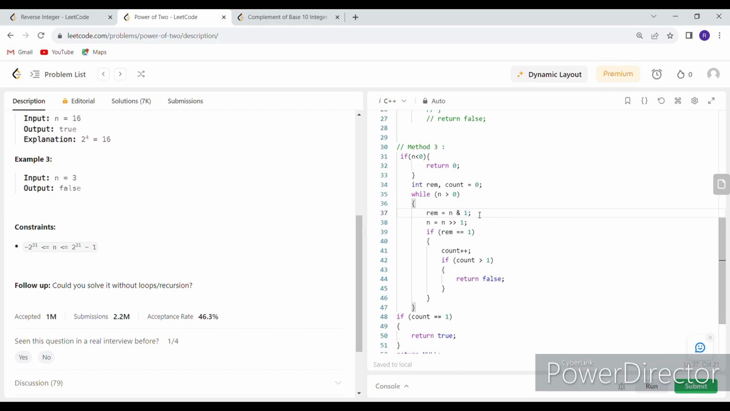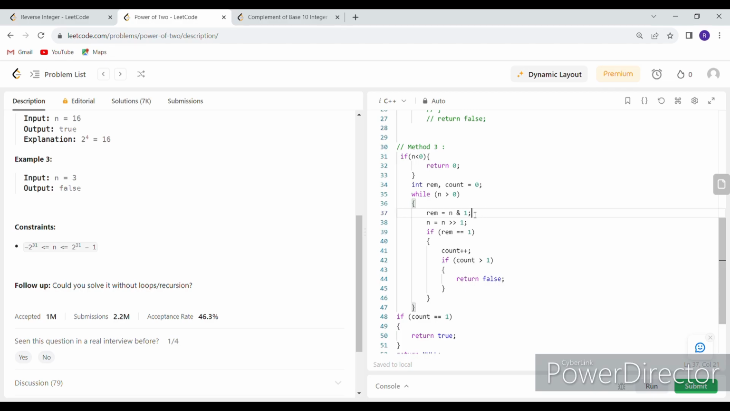For example, 8 can be represented as 1000. Okay, 4 can be represented as 100. 2 can be represented as 10. In all these examples you can see that only one time a 1 has appeared over there. Okay, only once the 1 has been appearing.